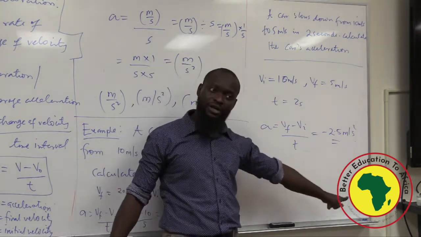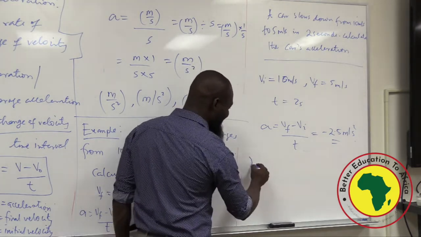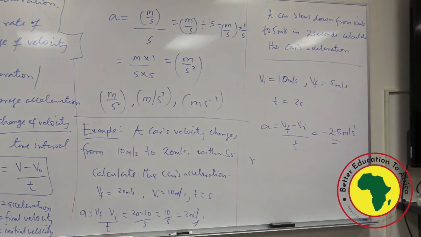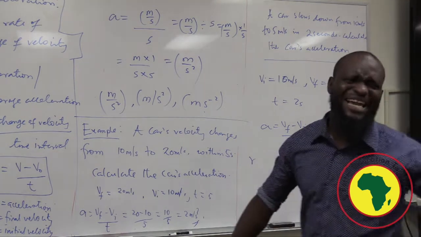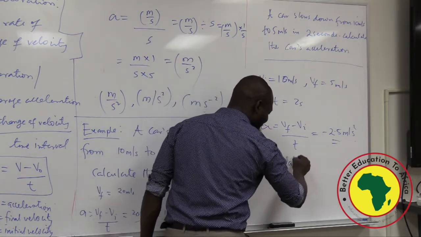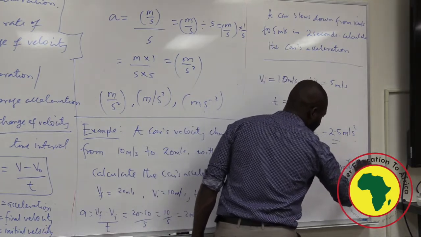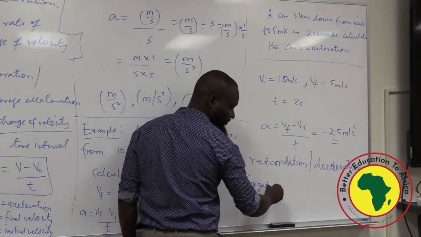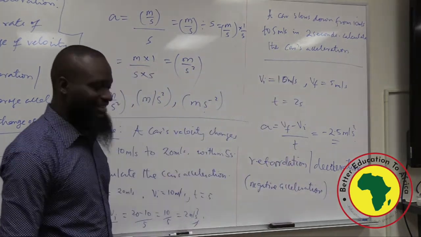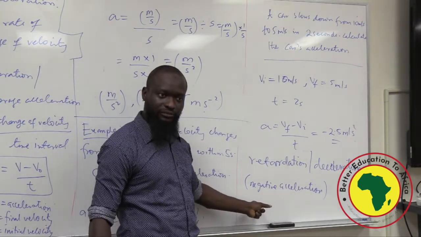When you have a minus acceleration, it has a different name. It is called retardation. It means you are slowing down. So normally acceleration means you are speeding up. When you are slowing down, you are also accelerating, but you're accelerating negatively. So it's called retardation, or deceleration. Retardation or deceleration is negative acceleration.